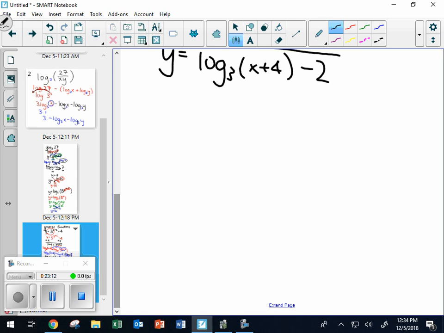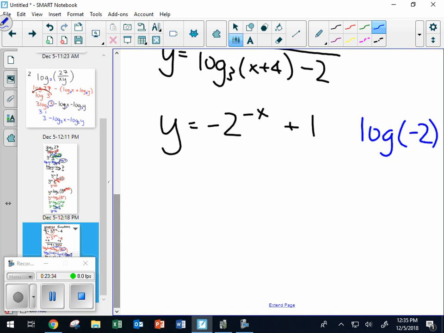I would like to give you one to try now on your own. y is equal to negative 2 to the power of negative x plus 1. Before you start on this one, something to think about. Can you have the log of negative 2? You can't. If you put this into your calculator, it'll say non-real answer. Can you have the log of 0? Ready?